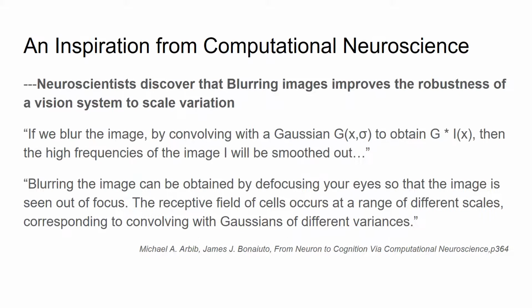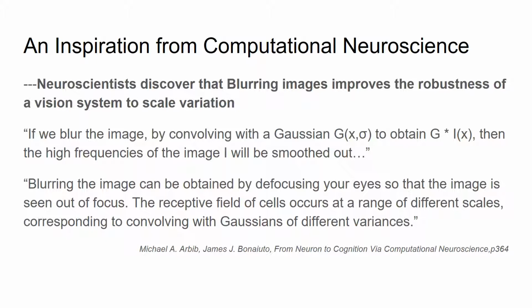We looked for inspiration from other fields, and from computational neuroscience, we found that some neuroscientists claim that blurring images can improve the robustness of a vision system to scale variation, and the key to blurring an image is to use a Gaussian filter.